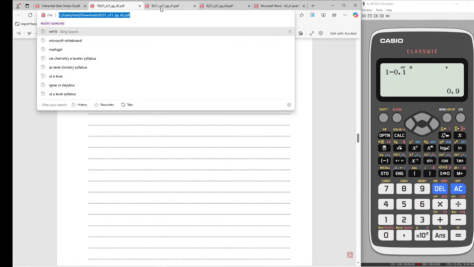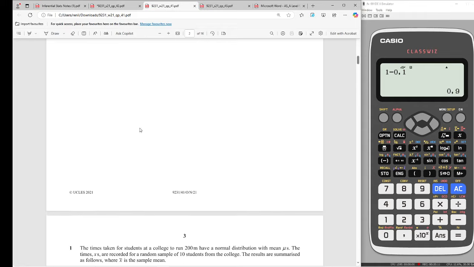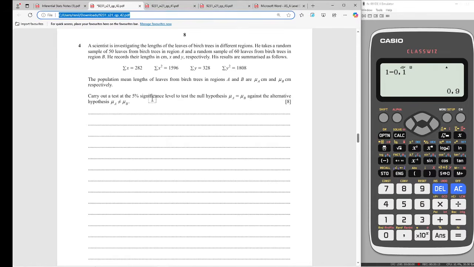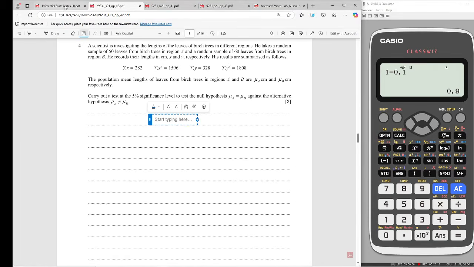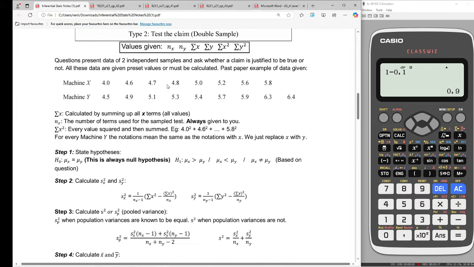Let's perform this calculation first. As for the confidence interval, we'll move on to that after this. First, let's read through the notes. Questions present data of two independent samples and ask whether the claim is justified to be true or not. All these data are given as preset values or must be calculated. This is just a past paper example where you have to use sum of x squared, sum of y squared. This is very important, as you need to know how to calculate these preset values.